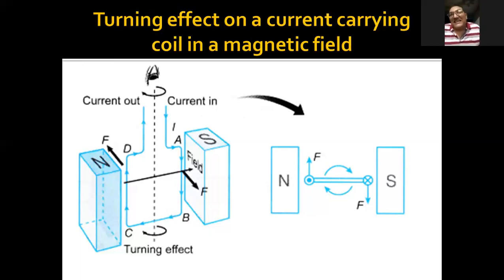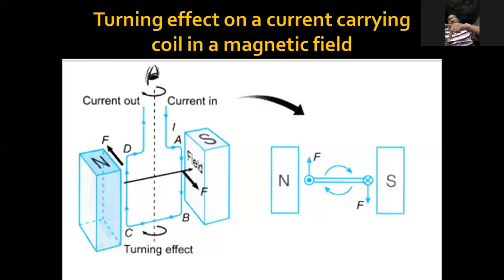AB is a current carrying conductor placed in the magnetic field. If I apply the left hand rule, I can predict the direction of the motor effect. I can predict what will be the direction of the force experienced by this current carrying conductor. For example, use your left hand rule. The current is flowing from A to B. It's going downward.